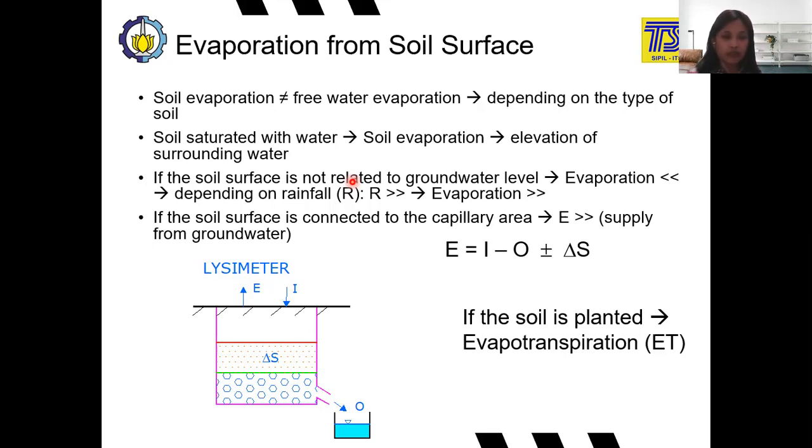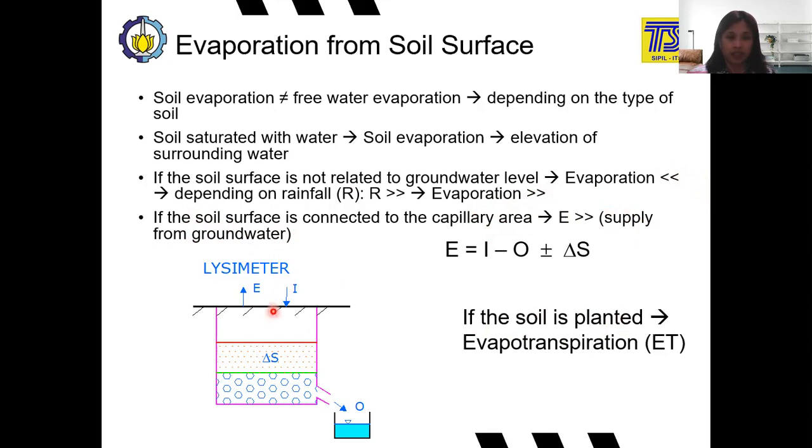If the soil surface is connected to the capillary area, the evaporation will also be big, because this soil surface contains water from the soil, or groundwater, or soil moisture. It has supply from the groundwater.